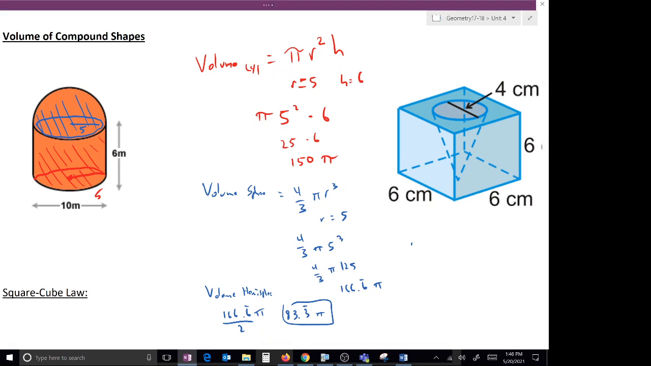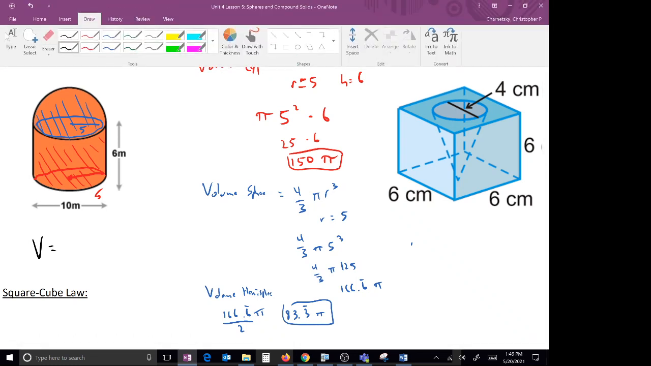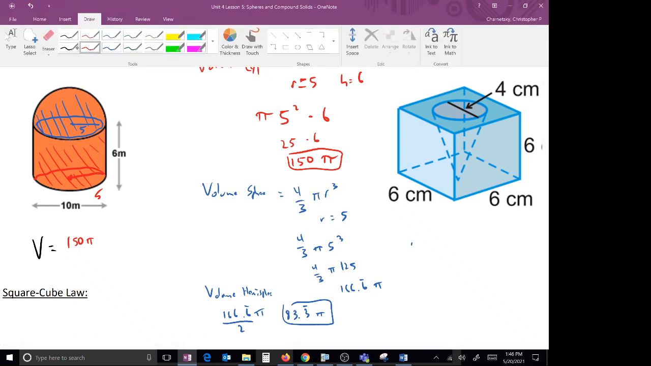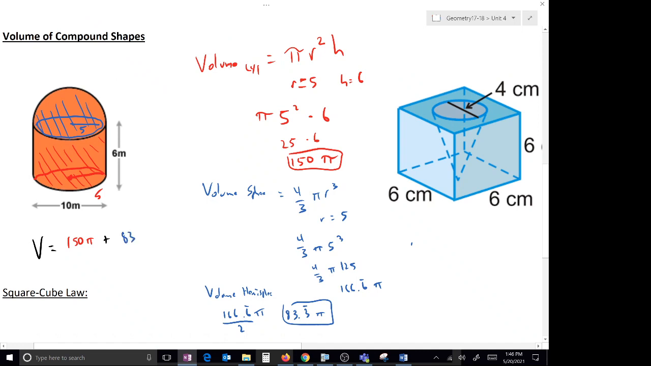So I'm going to add those two together to get my volume. So the volume of the silo shaped thing, we're going to get 150 pi plus 83.3 repeating pi will give us 233.3 repeating pi as an exact answer.